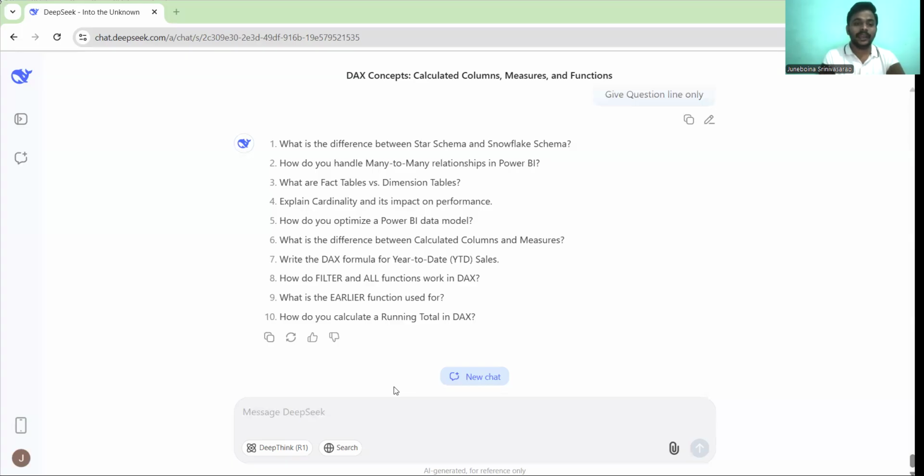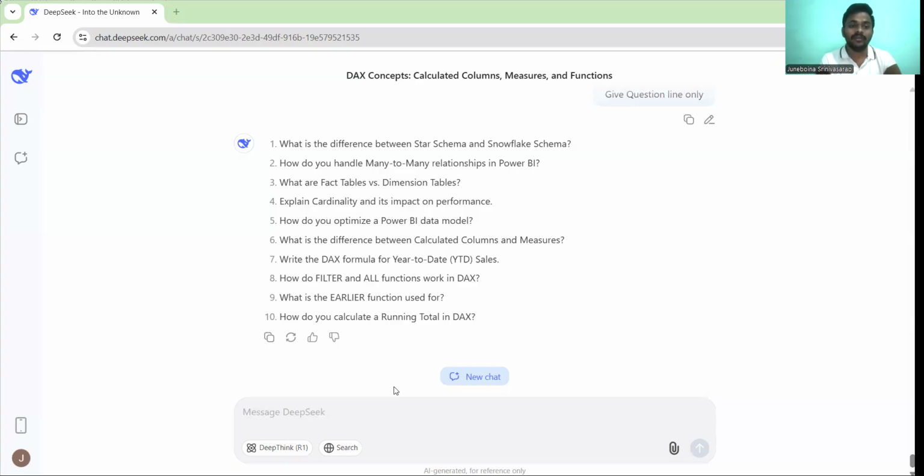Second question: how to handle many-to-many relationships in Power BI? Many-to-many relationship is one of the relationship types that exist between the fact and dimension tables. It decreases the performance of the report. So to handle these many-to-many relationships, we use a bridge table between fact and dimension tables. Along with the bridge table, we also use bidirectional filtering and the TREATAS function to handle the many-to-many relationship. Handling many-to-many relationship is one of the important tasks in the data model.